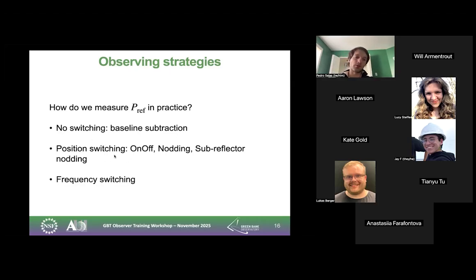Then I guess position switching is very versatile. So you don't need to know your source as well, but it does require moving the telescope, so there's time wasted in that, and you also need to observe a reference position, right? So there's time lost in that too. So it's very versatile, but it's more costly in terms of time. So we'll talk a bit about that too.